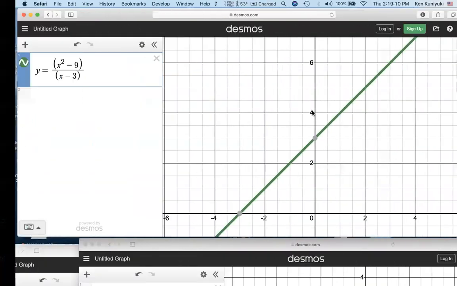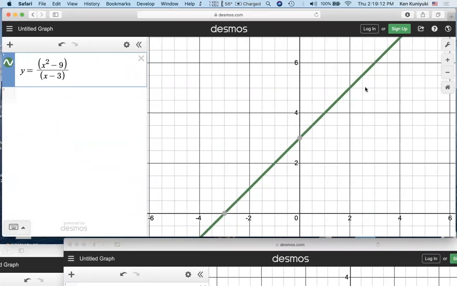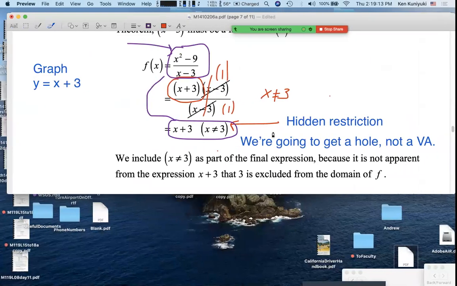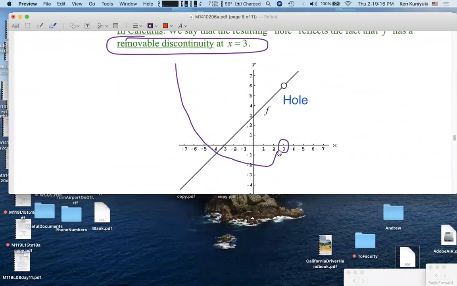Okay, so you're smarter than Desmos. Desmos should be putting a hole there, and it's not. Okay, so on homework, you should be doing something like this. Draw the line, but clearly indicate the hole here.